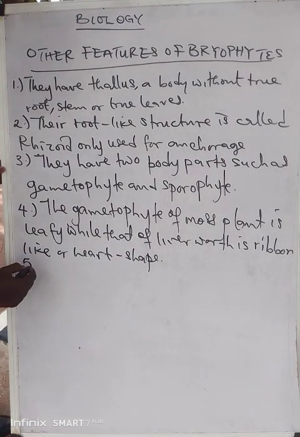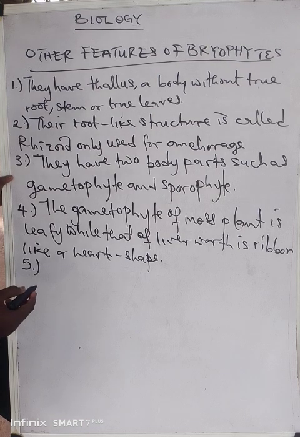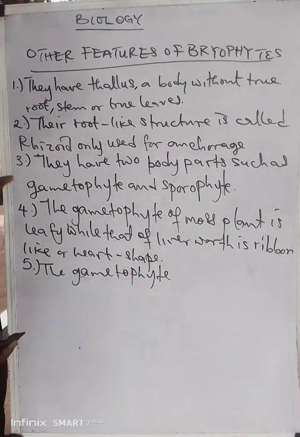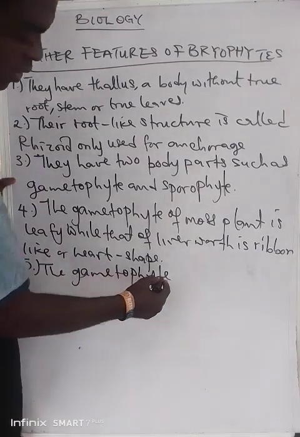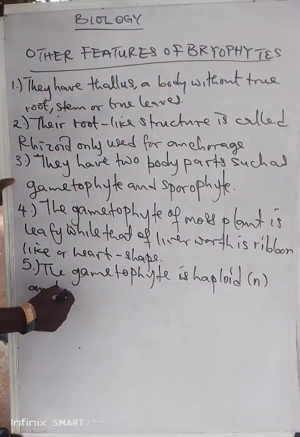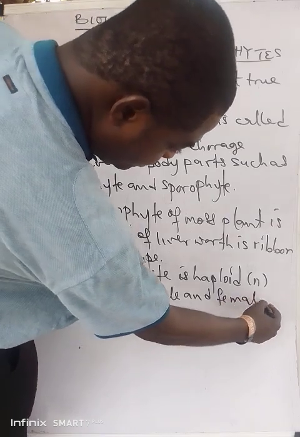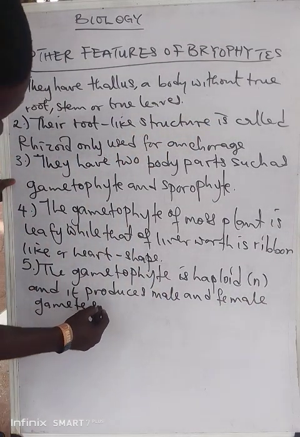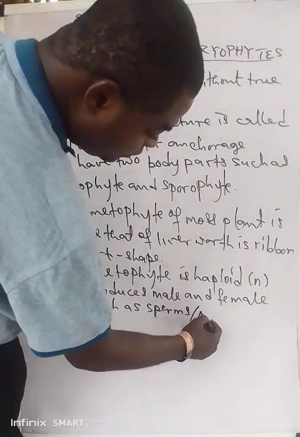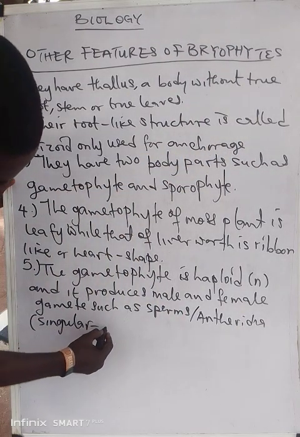What does gametophyte stand for? From the word gamete. The gametophyte is haploid. What do you mean by haploid? It produces male and female gametes, such as sperms. These sperm-producing organs are called antheridia. The singular form of antheridia is antheridium.